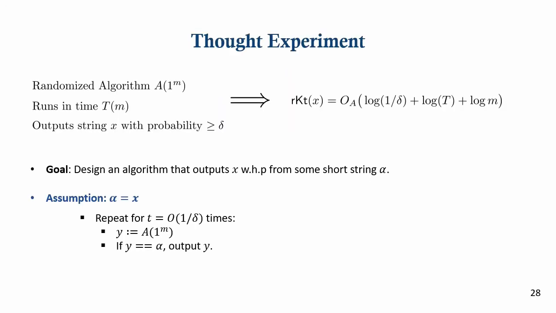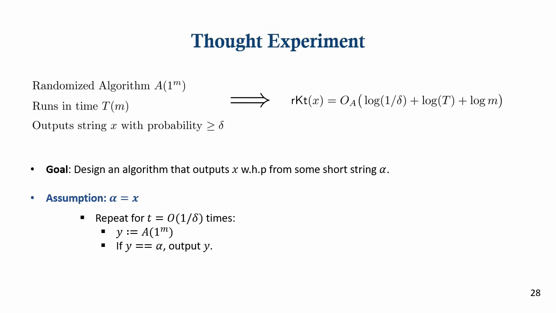Let's first try to do something that is very simple but captures the basic idea of the proof. So suppose we have a sampler A that runs in time t and outputs a string X with probability at least delta. We want to show that the RKT complexity of X is small. And it suffices to come up with a fast algorithm that outputs X with high probability using some short string. So let's denote it by alpha.